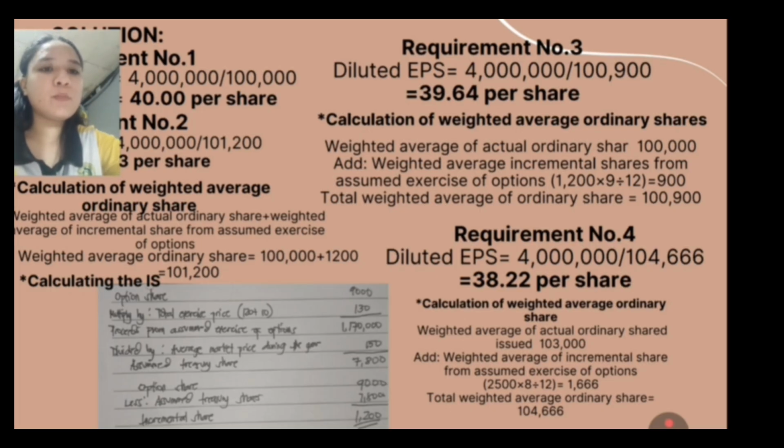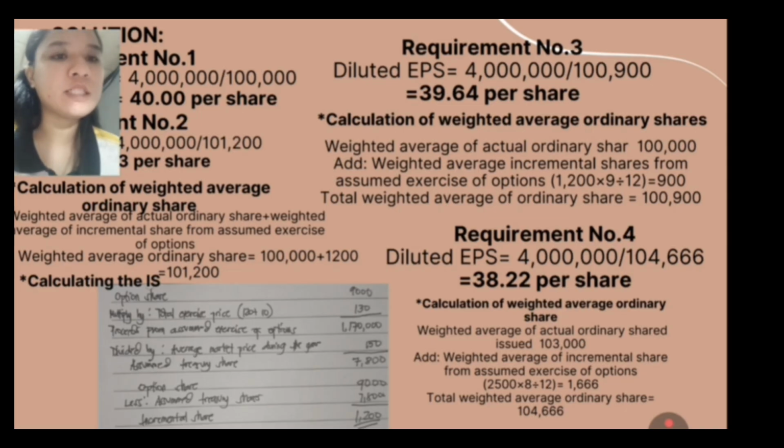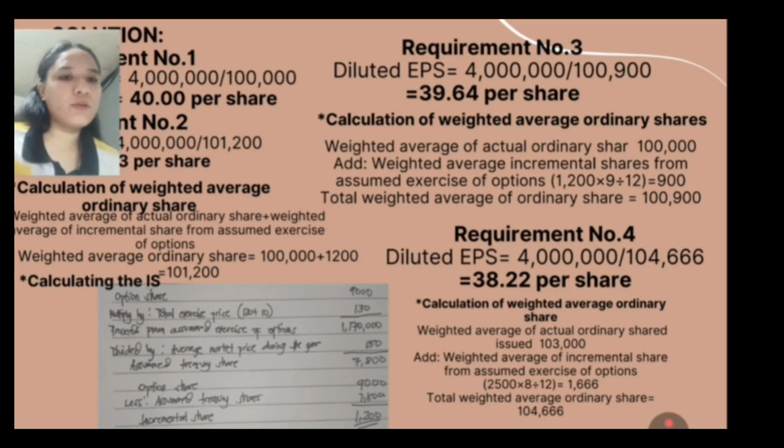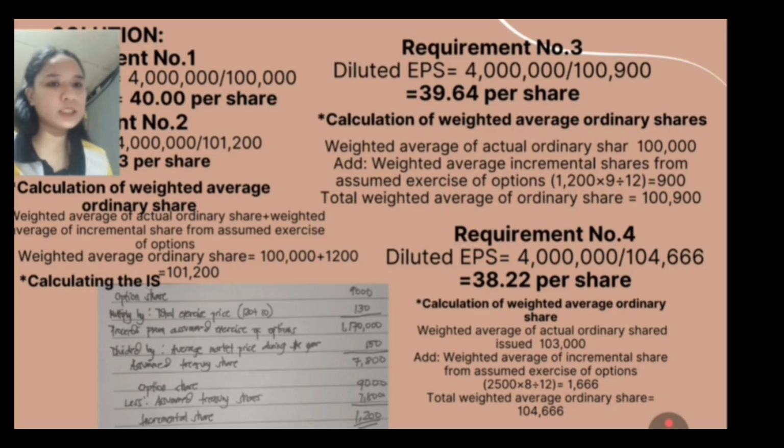For requirement number 4, diluted EPS is equal to 4 million divided by 104,666, which is equal to 38.22 per share. To calculate the weighted average ordinary shares, we add the weighted average actual ordinary shares of 103,000 to the weighted average of incremental shares from assumed exercise of options of 1,666. We get this by multiplying 250 times 8 divided by 12.